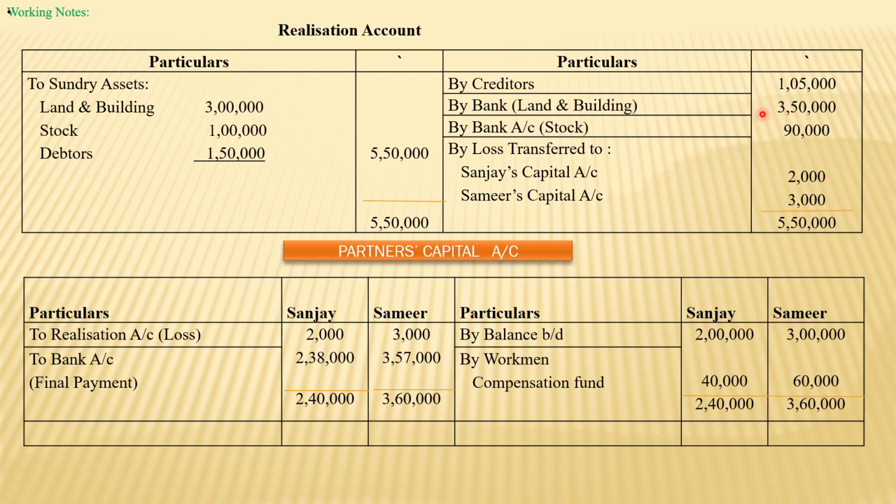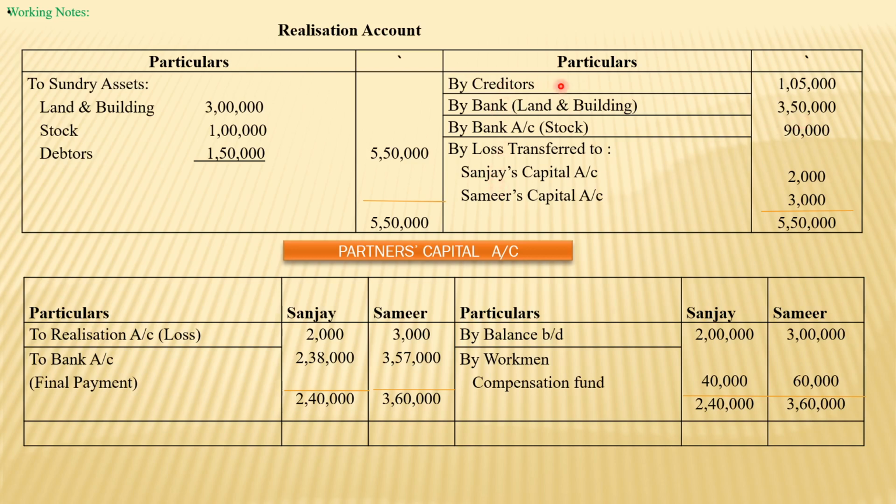Cash inflow is there, cash balance increases, so no need to debit the partner's capital account; rather you have to debit the bank or cash account. So here we are debiting bank account. Next, stock of rupees 1 lakh, which is recovered for rupees 90,000. So it is very simple, debit bank, inflow of cash 90,000.